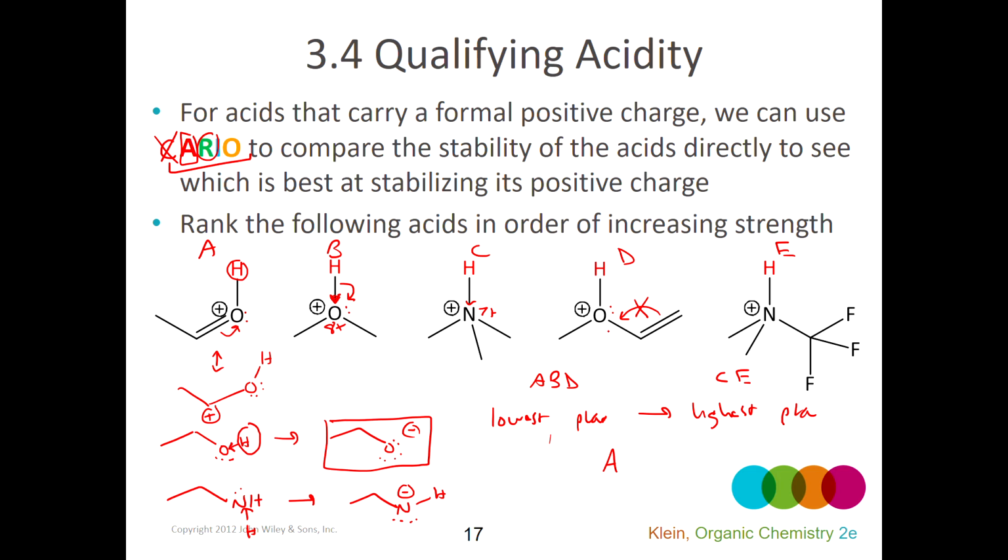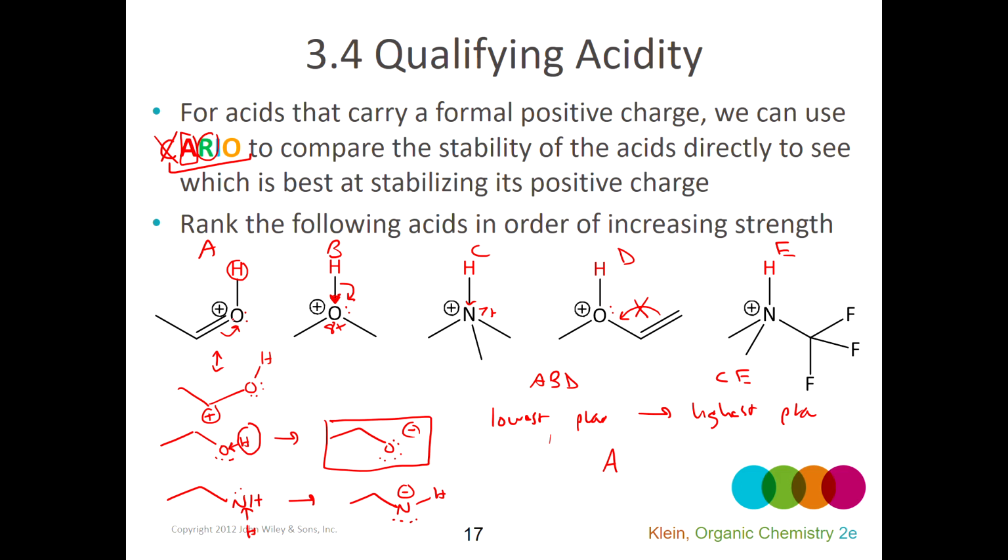Is there induction? If there's any induction to stabilize the positive, that would help make it a weaker acid. It wouldn't need to donate its proton as much. Not really seeing that as an issue here because there's no elements with lots of electronegativity around. So then I want to look at the orbital that's involved. Well, the orbital is more for stabilizing a negative charge than for a positive charge. But let's just talk about it real quick.